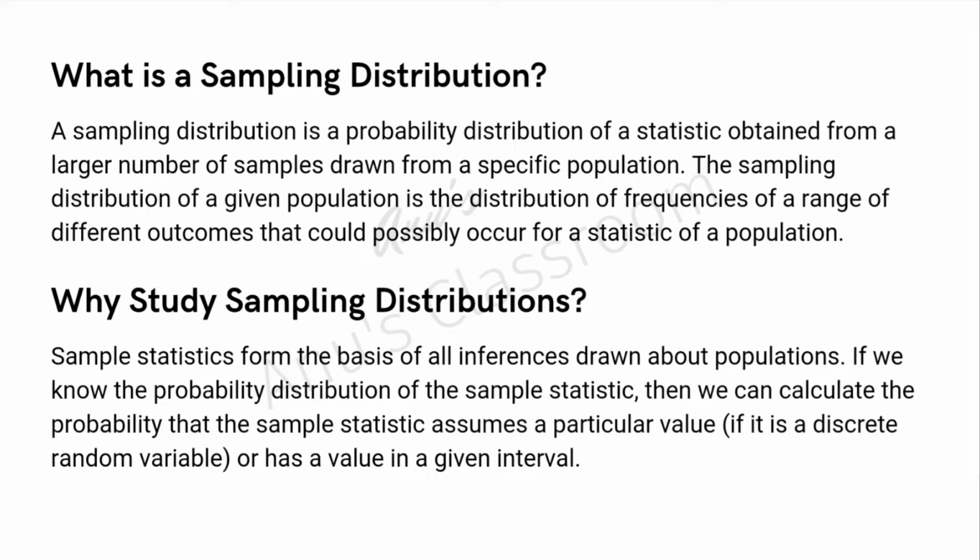Now, the sampling distribution of a given population is the distribution of frequencies of a range of different outcomes that could possibly occur for a statistic of a population. The reason why we create sampling distributions and study them is because these sample statistics form the basis of all the inferences that we will be drawing about the larger population. If we know the probability distribution of a sample statistic, then from that we can calculate the probability that the sample statistic will assume a particular value when related to the population.